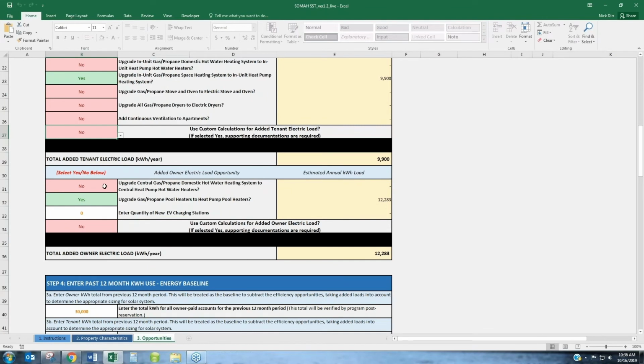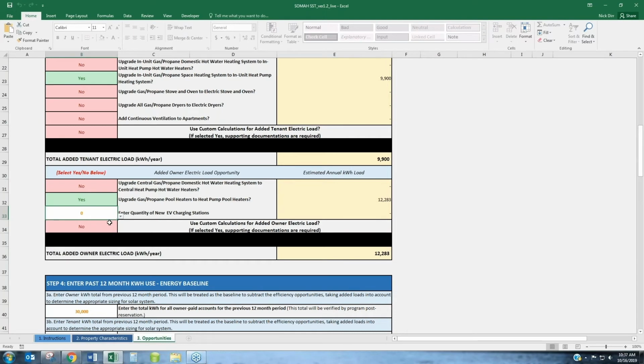So I could select whether I wanted to convert the central water heater from gas or propane to electric, and that would provide new load that a solar PV system from SOMAH could offset. Very similar for pool heating, as well as the quantity of electric vehicle charging stations that the property plans to install. And so you can enter a number here and it'll auto-calculate what the load addition would be.